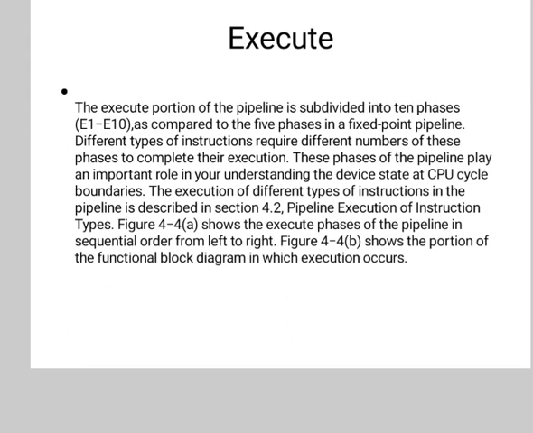Next is the execute phase. The execute phase of the pipeline for the fixed point processor is subdivided into 5 phases, that is E1 to E5, and for floating point it is divided into 10 phases, E1 to E10. The different types of instruction require different numbers of execute phases to complete the execution.